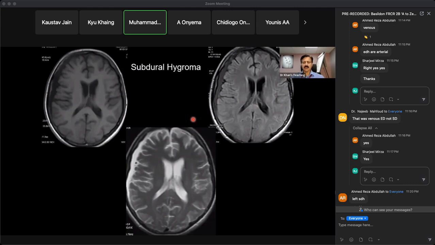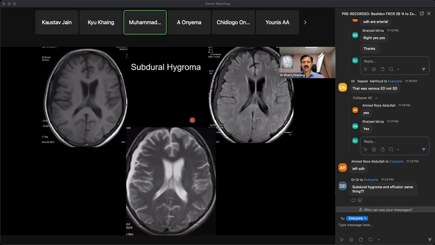Another point is that subdural hygromas at times can be high in signal intensity on T1 weighted sequence, which will be confusing for you because of high proteinaceous content, and the protein might be bright on T1 weighted sequence.